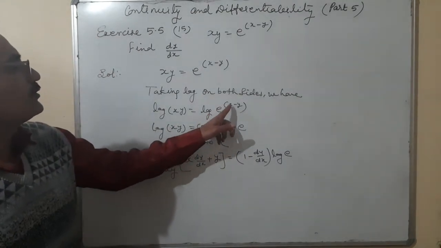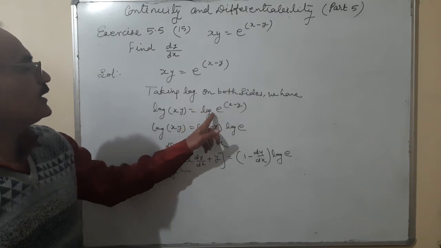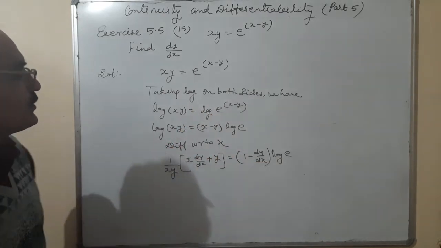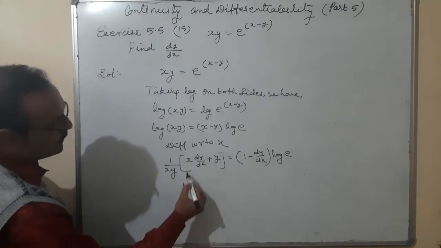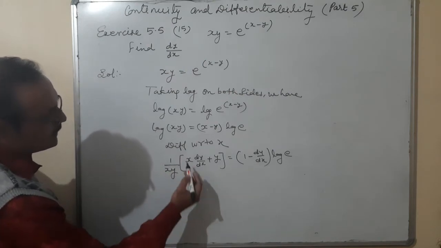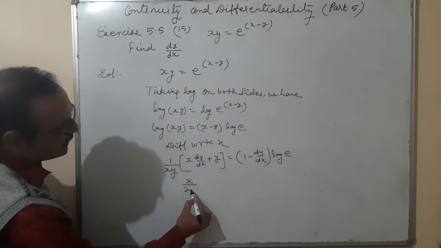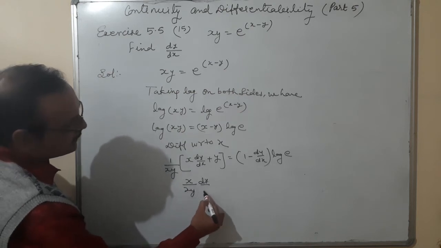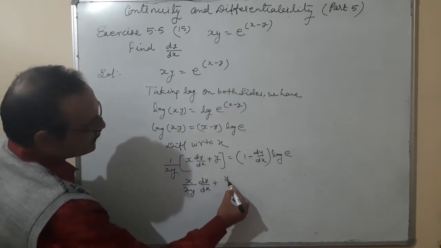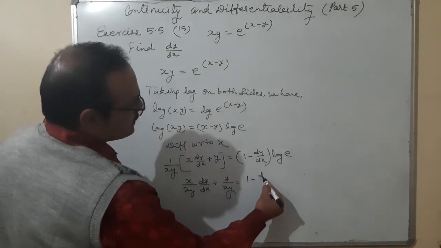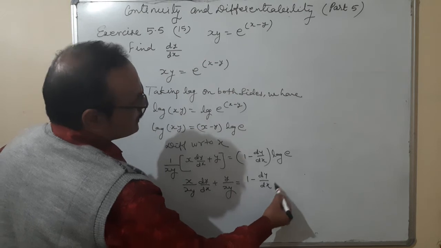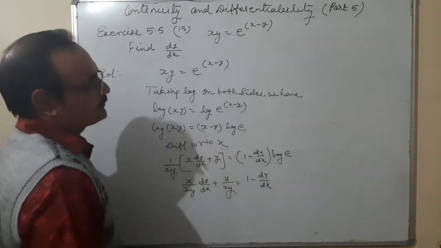Log e to the x minus y, log e, it is base e, so the value of this term is equal to 1. 1 upon xy, so I write here multiplied inside: x upon xy dy by dx plus y upon xy is equal to 1 minus dy by dx, because log e base e is 1.